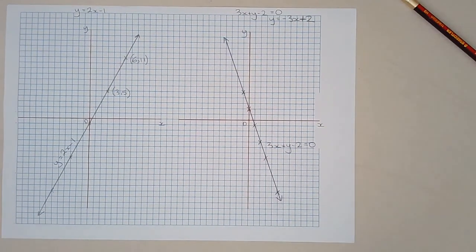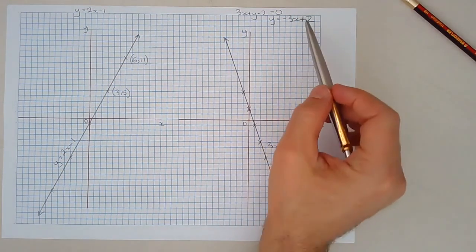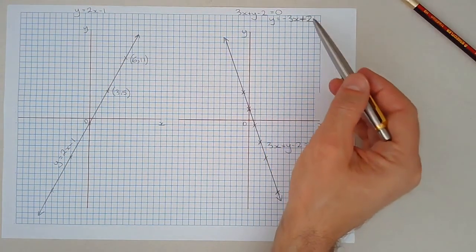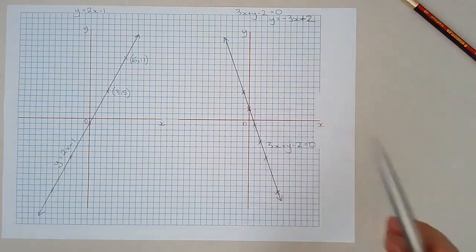And that's how we graph linear functions. Okay, so there's two ways: table of values, or we can actually use the characteristic of the gradient and use the y-intercept as a starting point.